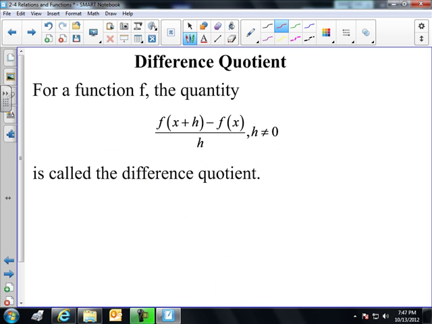There's also something called, you want to write this down here, something called the difference quotient. This is actually something that you'll use next year in calculus, for those of you moving on to that.